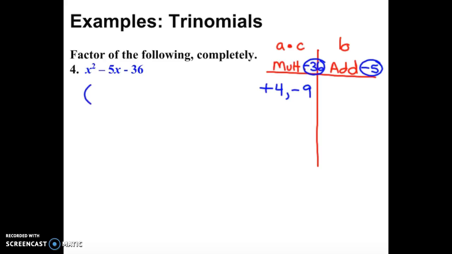So that means this problem would factor out to x plus 4, x minus 9. Just simply filling in the positive 4, negative 9. And you can multiply it out like I did on the last problem and see that it would give you originally what you started with.